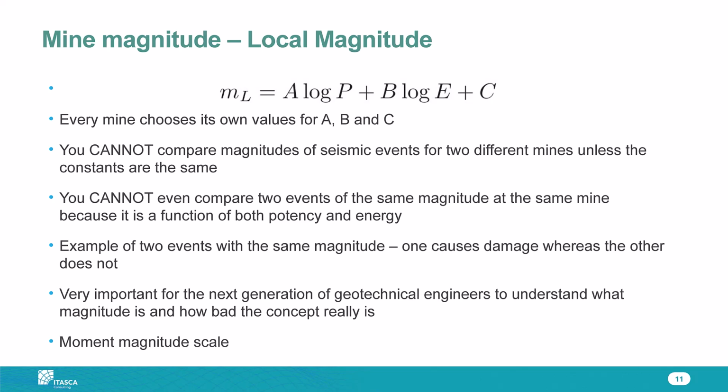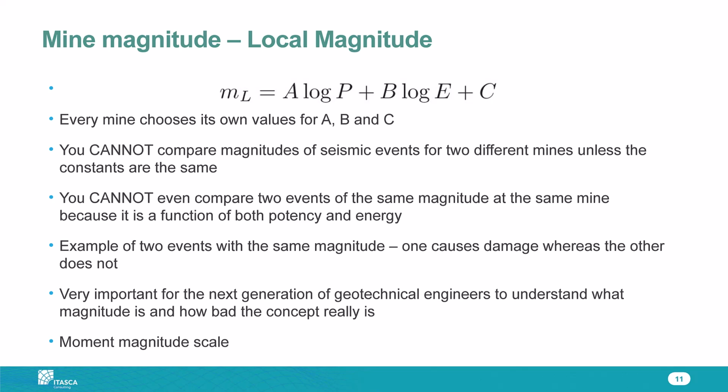Furthermore, every mine uses its own values for the constants A, B, and C. For example, one mine might choose to make B 0, so completely ignore seismic energy, and have a value for A and C. That's typically the Hanks-Kanamori magnitude scale or the moment magnitude scale. Quite a few mines use the moment magnitude scale. But there are other mines, for example in Australia, that consider the seismic energy part as well. And there are even mines that only consider energy, so A and C are 0 and B is 1, for example.